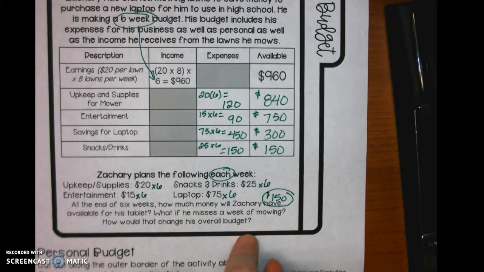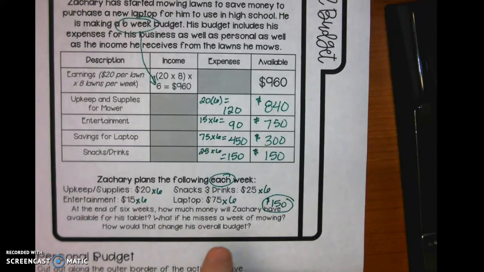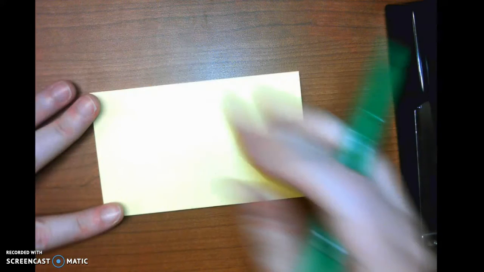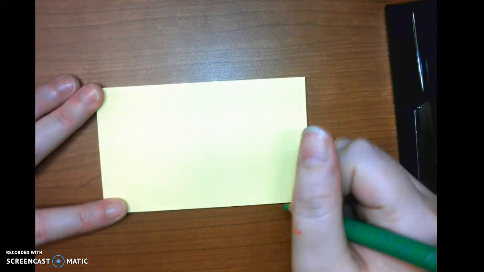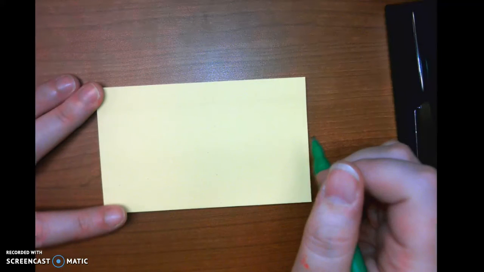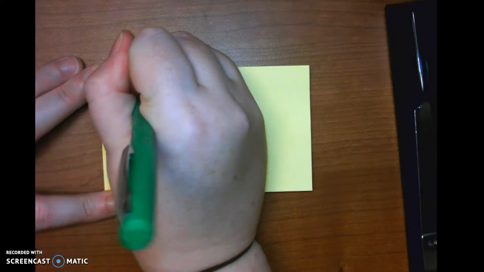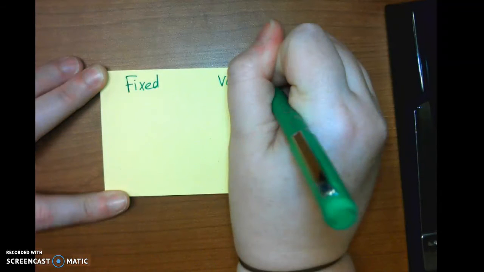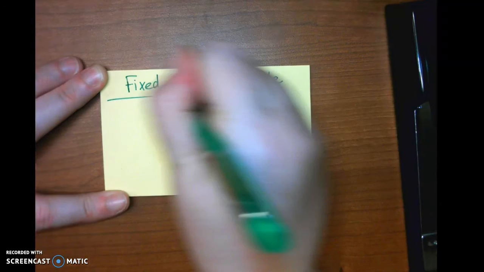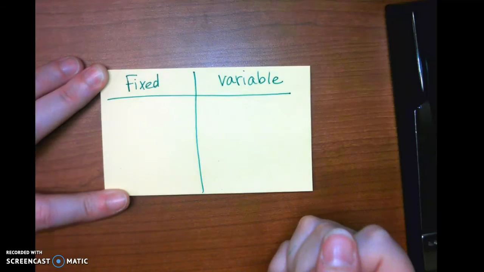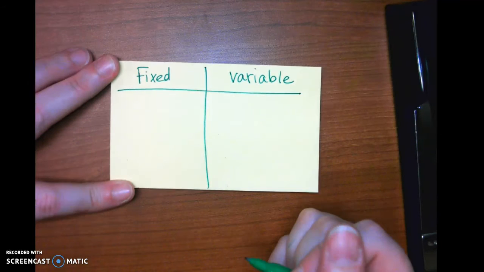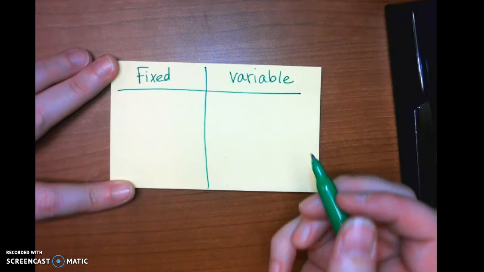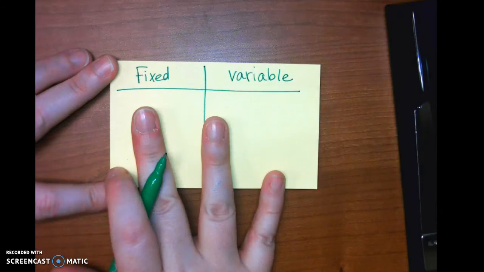Okay, put this into your journal. Make sure Miss Gossett grades it, and then I want you to work on the budget. Before I let you get to work, I want to talk about fixed and variable, because I want you to go on Classroom and fill out my Google form about fixed and variable so I can see if you understand this.